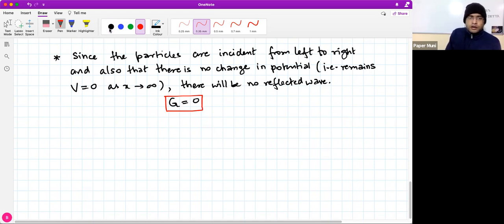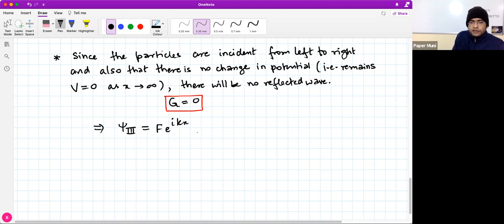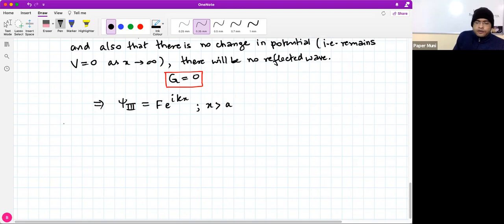Now what we have finally is that psi 3 is equal to f e to the power i k x, for x greater than a. Now it's the same process, everything is the same. We have the wave function in each case. We need to find out what the reflection and transmission coefficients are. That's it. This is the same problem again.